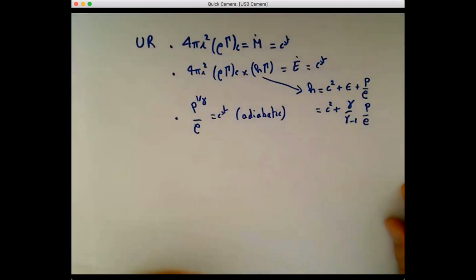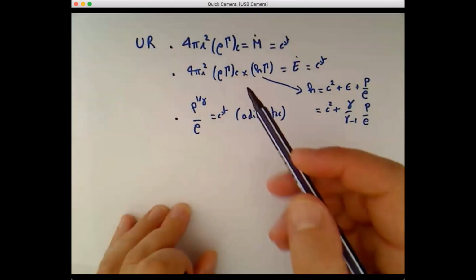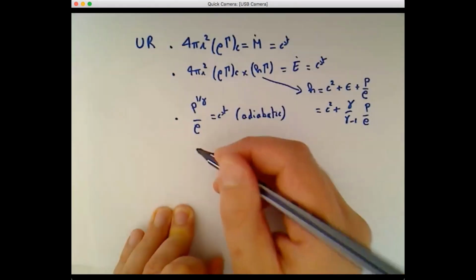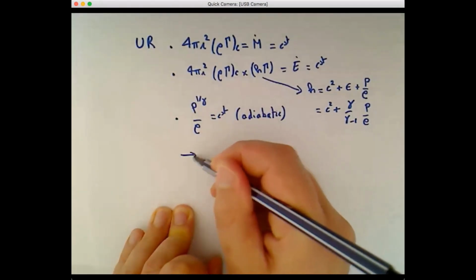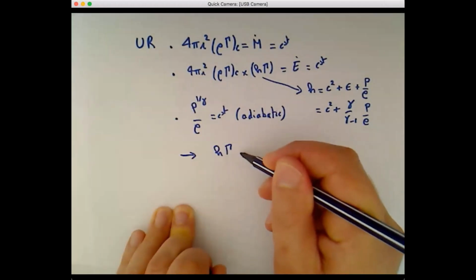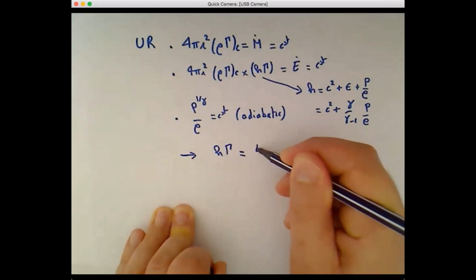Okay, so these are my 3 equations. You see that I can easily divide the second equation by the first one, and I get a new equation, which is just enthalpy times Lorentz factor equals a constant.